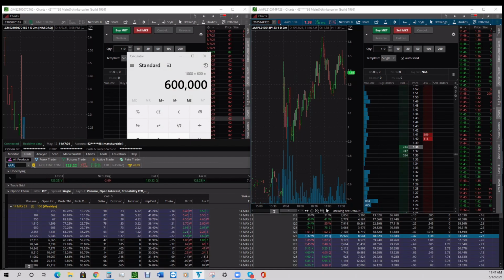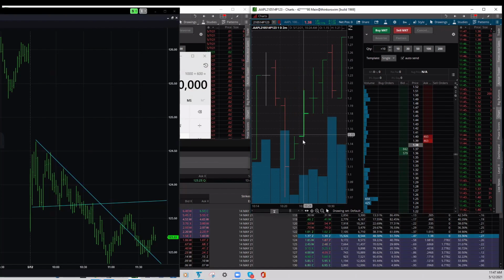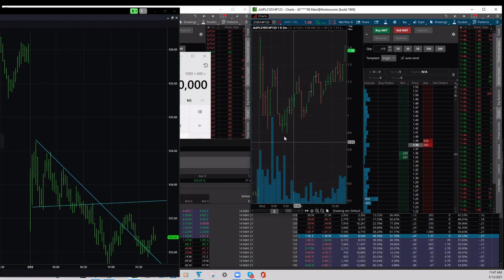Here we go. Let's talk actual numbers. It's actually 9:52. Thinkorswim. 9:52. All right, so let's zoom in here. This is this bar right here. So Apple is trading around $123 and some change.